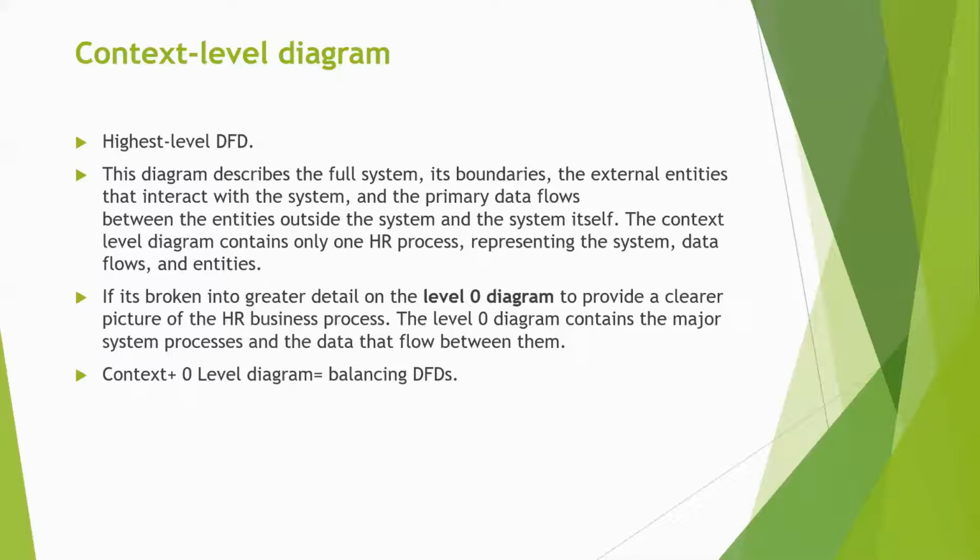It could be the application process, it could be the skill set process, it could be the decision making by the higher authority regarding any exit interview maybe. So it includes only a single activity or business process. It is then further broken into greater detail on the level 0 diagram to provide a clearer picture of the HR business process. The level 0 diagram contains the major system processes and the data that flow between them.